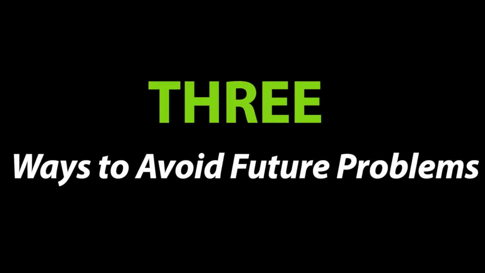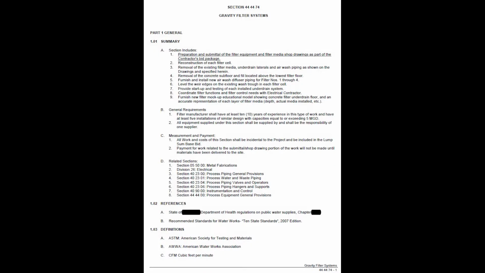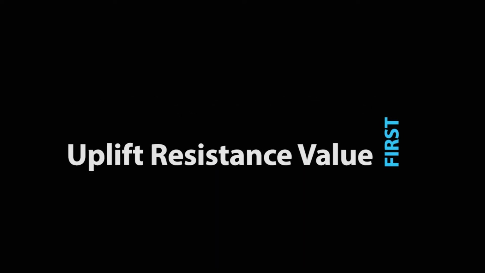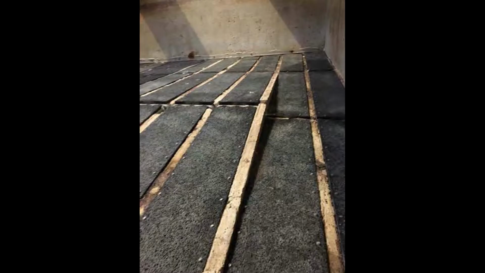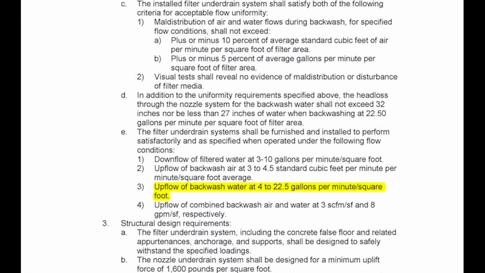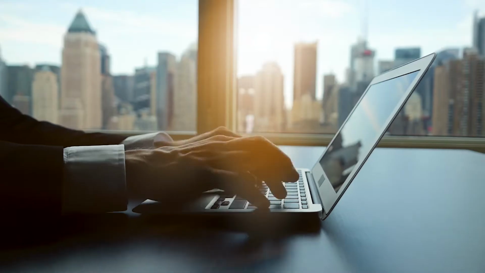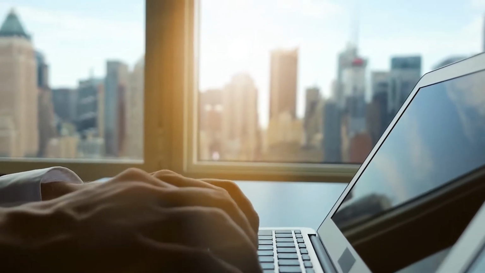I want to give you 3 easy ways engineers can avoid future problems when writing specifications for any type of gravity granular media filters. First, list an uplift resistance value that will provide substantial underdrain resilience. Uplift of an underdrain is a much more serious risk than a compression failure downward, in large part because upward backwash flow rates are a multiple of downward filtration rates. Uplift force requirements are project-specific and should include a safety factor.